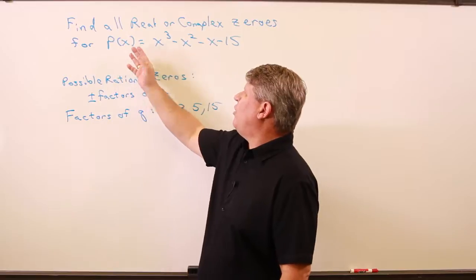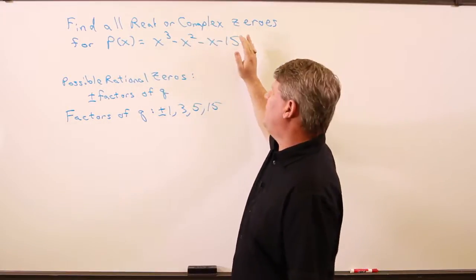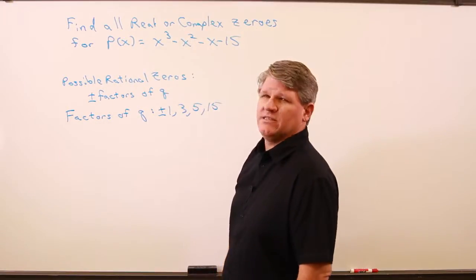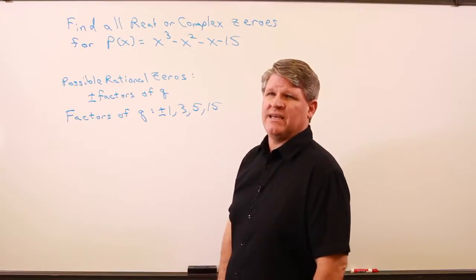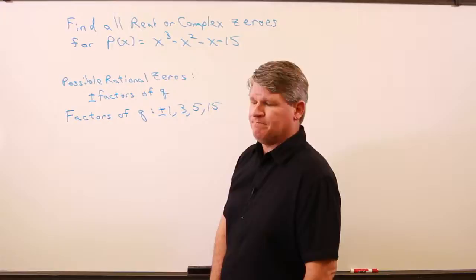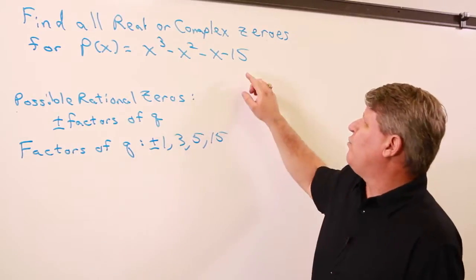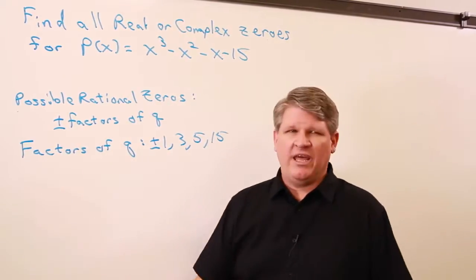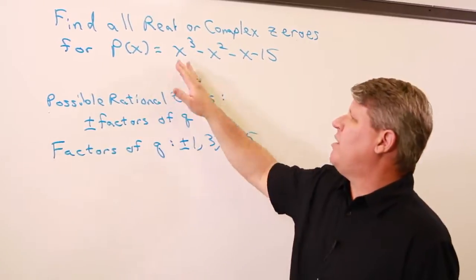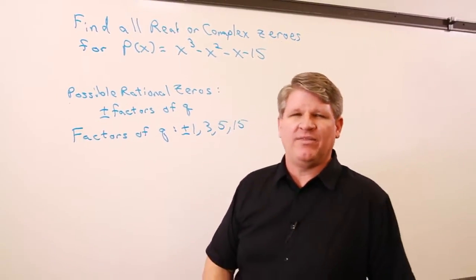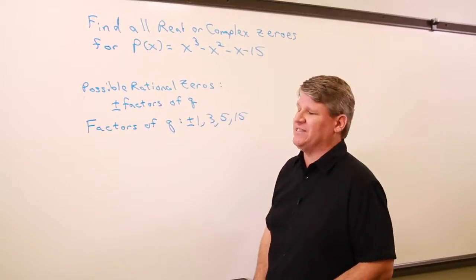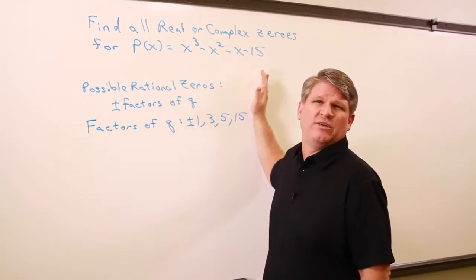We are asked to find all zeros, real or complex, for the polynomial p of x equals x cubed minus x squared minus x minus 15. Now, the rational zero theorem is going to help us because in a problem like this, we do have to start off by guessing. It seems like an odd thing to start a math problem by guessing, but we really don't have much other choice here.